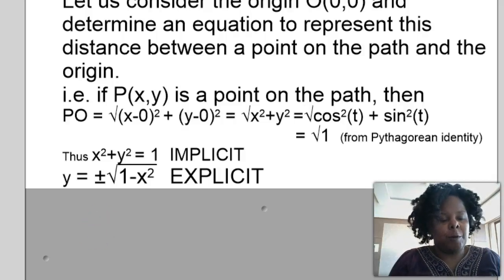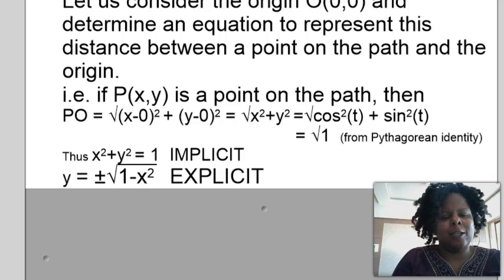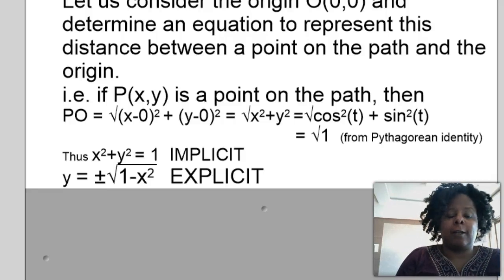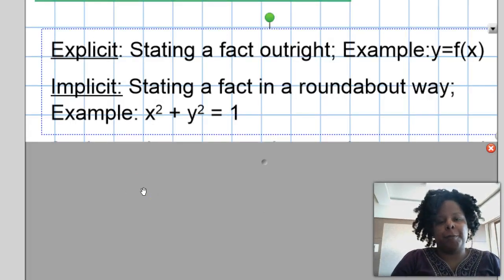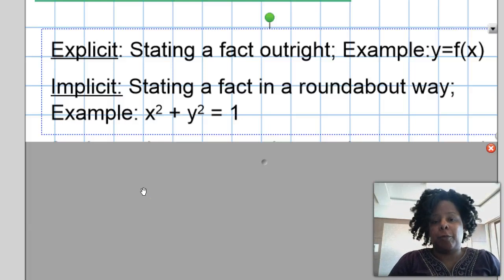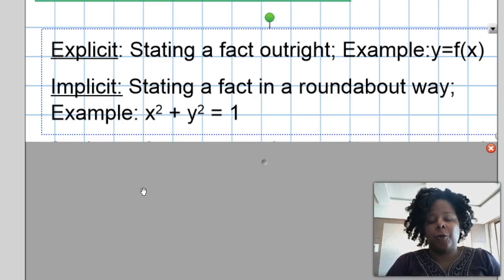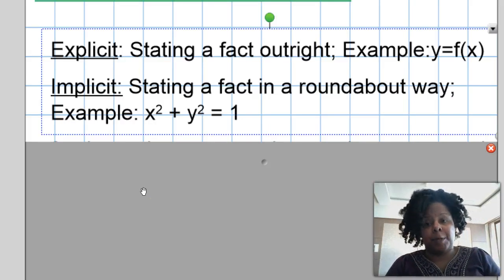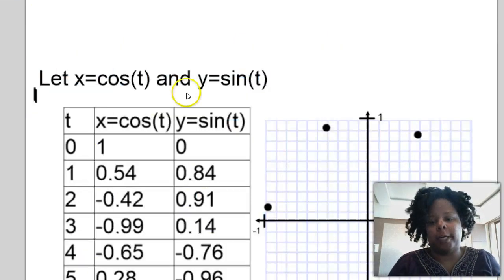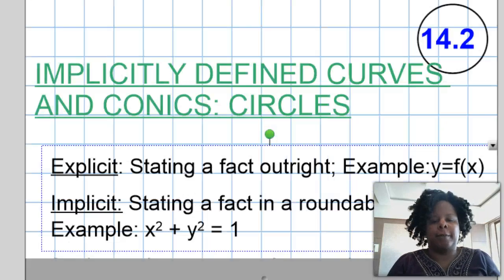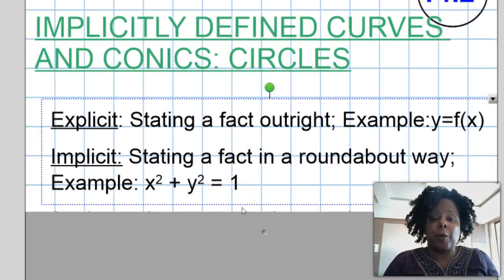So now that we've been talking about circles, let's take a look at another way circles can be defined and represented. As we said earlier, a circle can be defined as follows: the distance between a point on the circle and the origin is always going to be the same number. And as we saw in the previous example, that distance was 1. But there can be other radii as well. Here's another way to look at the graph of the circle.